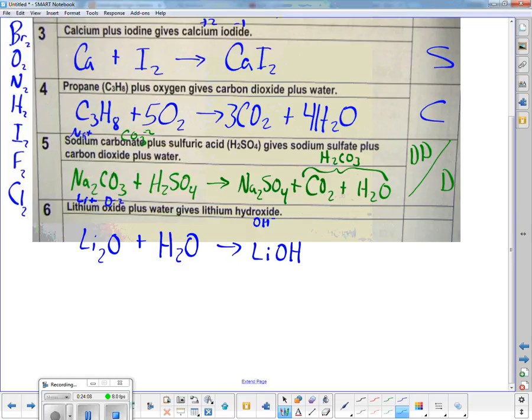What type of reaction is this one? Synthesis. Okay, is it balanced? No, you need to put a 2 here and then it will be.